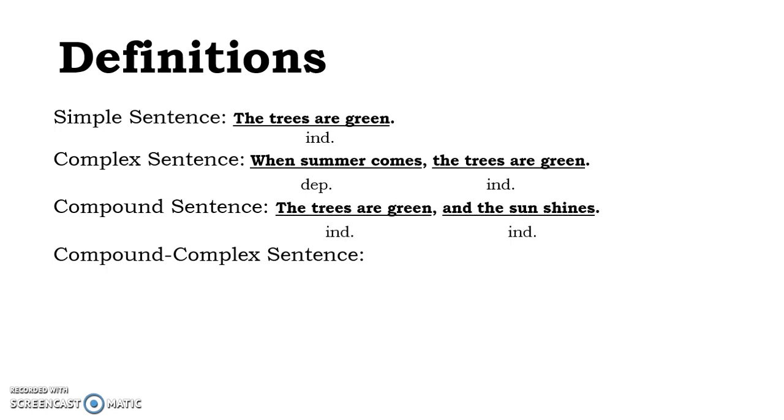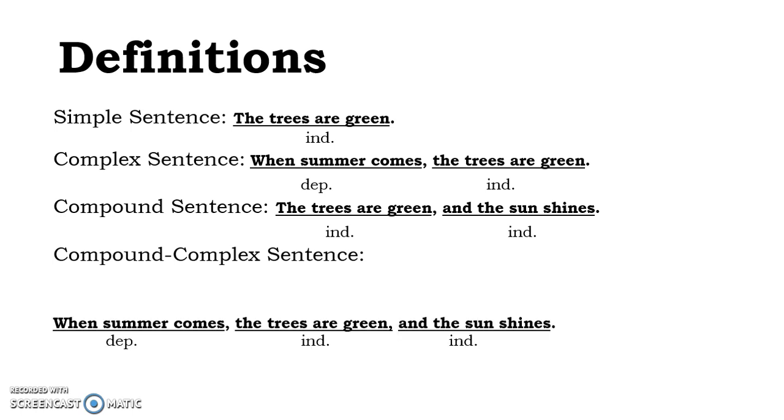The trees are green and the sun shines. Both of those clauses can stand on their own, so that's a compound sentence. Two independent clauses joined by a comma and a coordinating conjunction. Here's a compound complex: When summer comes, the trees are green and the sun shines. Two independents plus a dependent.